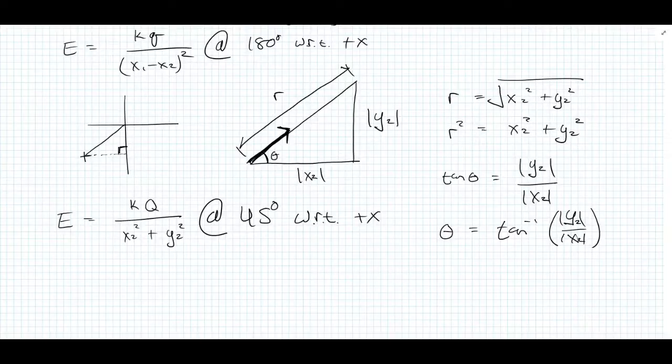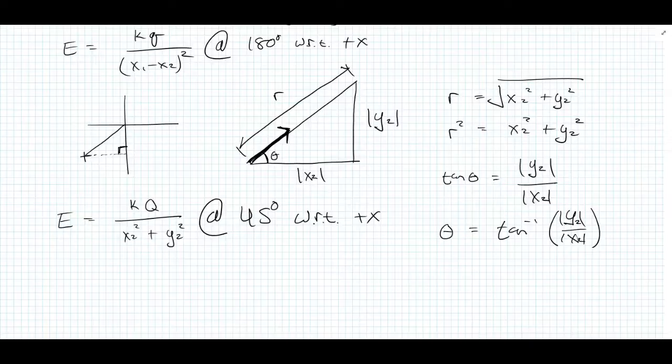Alright, so we're still working on example 1. We've calculated what the electric field due to the point charge and the spherical conductor is. We've got the magnitude and direction of both of those fields. And now we need to add those two fields together to determine what the net field is.